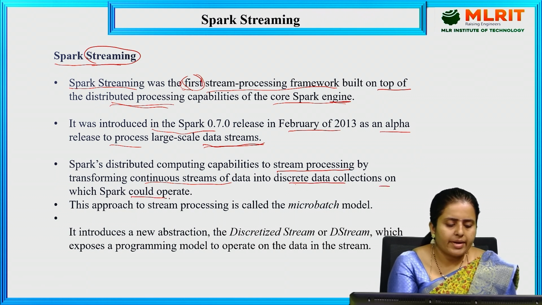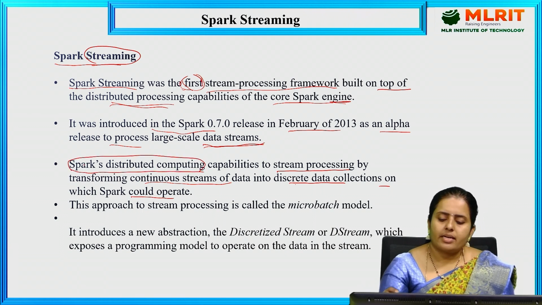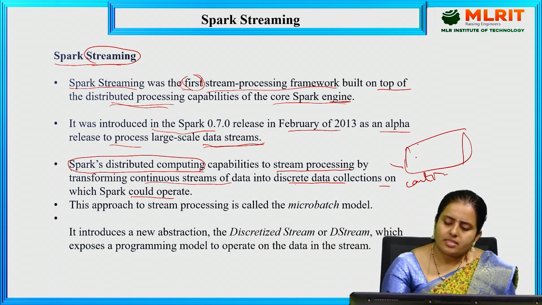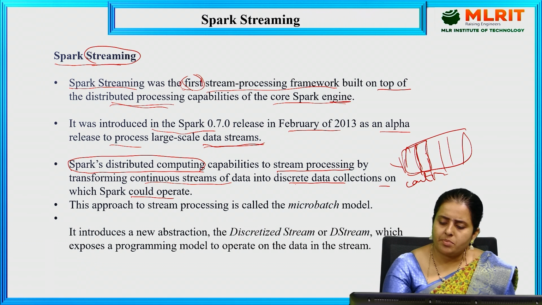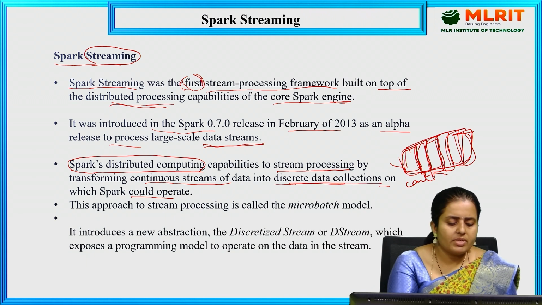So here in Spark distributed computing, we are collecting the stream of data, a continuous flow of data, and dividing it into discrete data sets. Discrete data sets means we are dividing the data into multiple batches, and we can distribute the data into partitions. That is, we are dividing the data into discrete data collections on which Spark could operate.